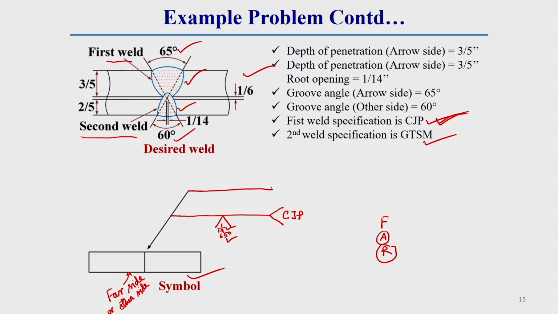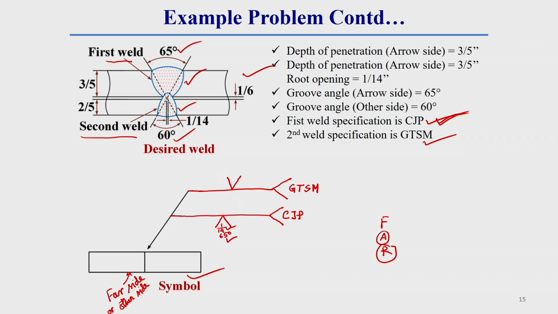Now, for the second operation, we have to draw another line. For the second operation, some specification is also given, so we have to draw a tail and provide this specification detail inside it, that means GTSM. Seeing this GTSM, the welder or welding expert can easily understand what they have to do. Here welding is done on the other side of the arrow, so the welding symbol will be on the other side, the far side of this arrow.